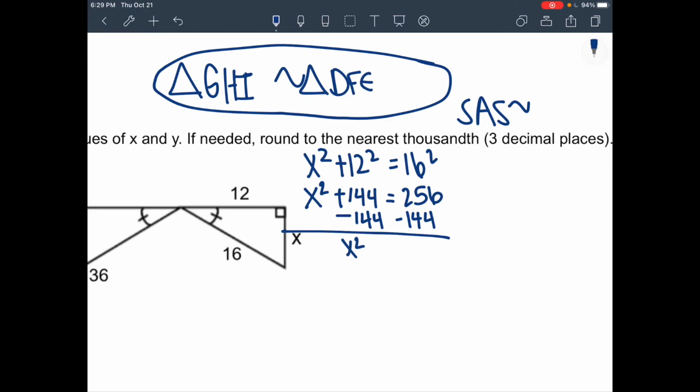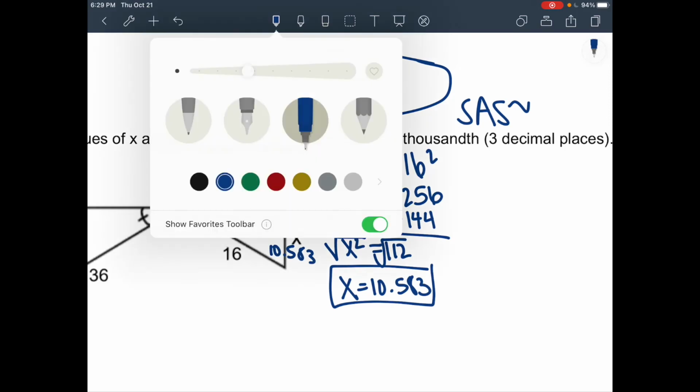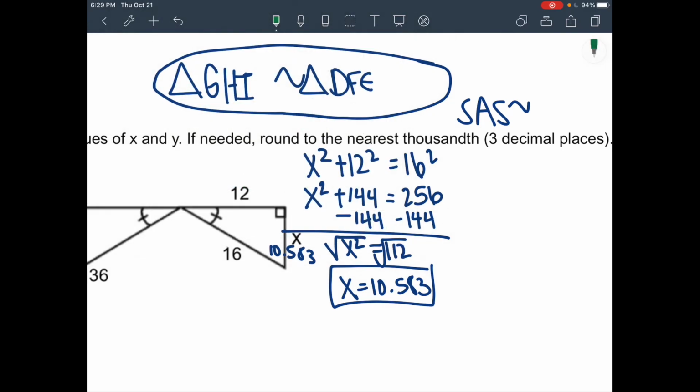So 256 minus 144, x squared equals 112, and then you're going to take the square root of both sides, and you get x is about 10.583. Sorry, that's an 8. So that is this part right here, 10.583. And then we're going to find the other piece.